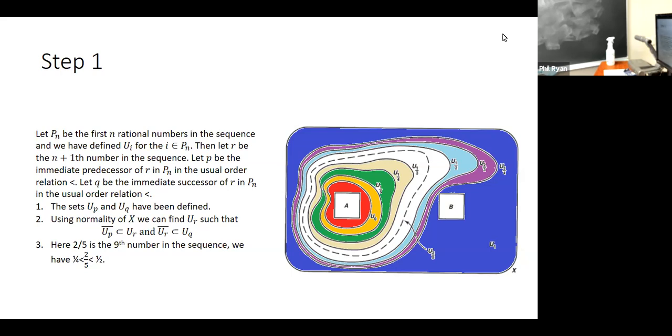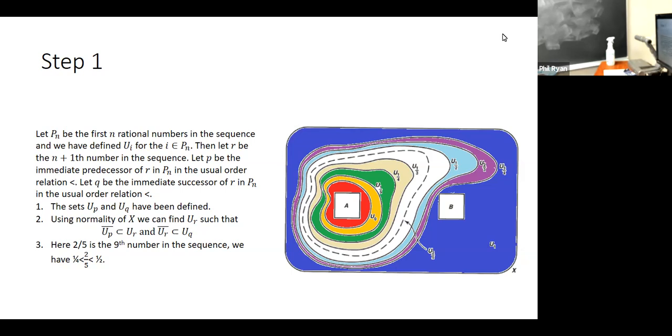Okay, and so we're going to be able to put that between two numbers in the actual order of the rational numbers, because 0 and 1 have already been accounted for, and 0 is always going to be the minimum element of our set, and 1 is always going to be the maximum element of the set. We're always going to be able to find two rational numbers that occurred before it, and that's going to be the immediate predecessor and the immediate successor.